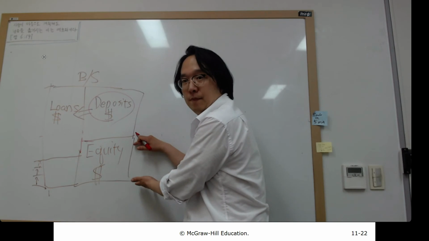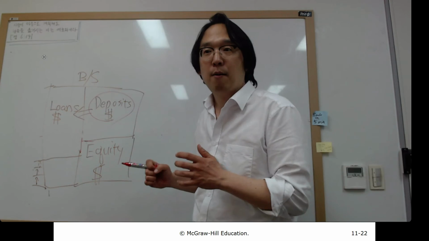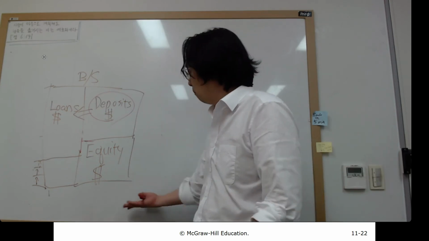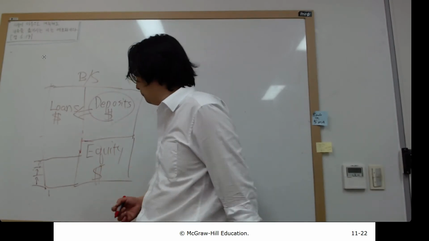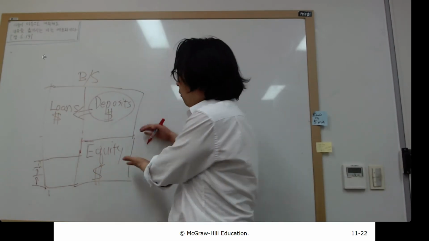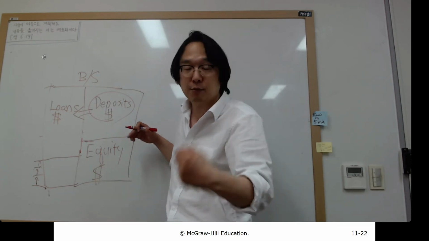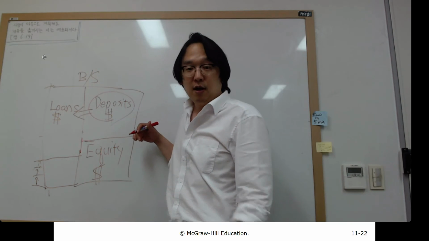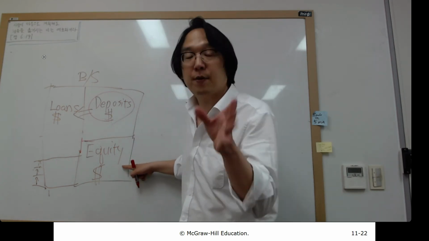Buffer means, like if you're driving cars, it's like a bumper. You have to have enough of this buffer before it crushes the depositors' value. That's the idea: capital adequacy. Interesting, right? So the equity works as a buffer capital.